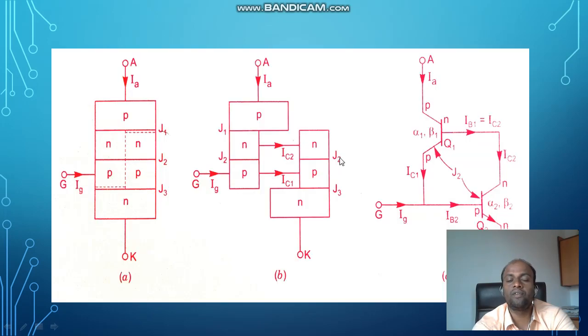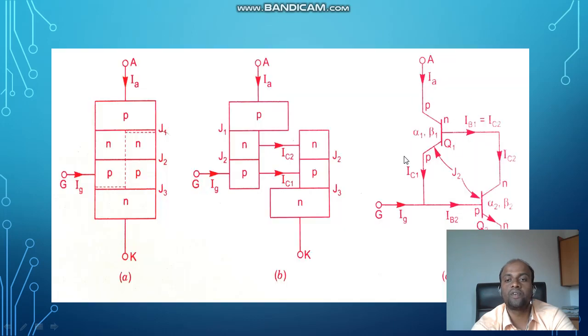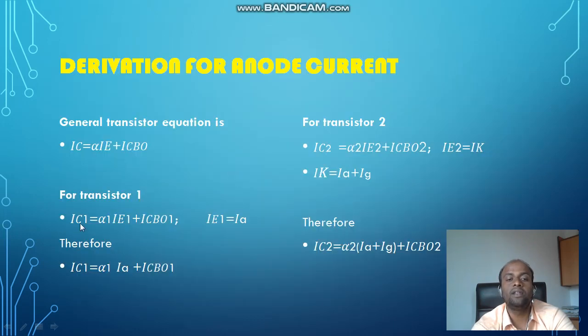Now here we can see that for a transistor you must know the general equation, which is the collector current IC equal to alpha IE plus ICBO. Now for transistor 1, this is the first transistor, I can say IC1 is equal to alpha 1 IE1 plus ICBO1. This is the equation which I am writing for a particular transistor, but now I am writing for transistor 1, so I have used suffix 1. So I say IC1 equals alpha IE1 plus ICBO1.